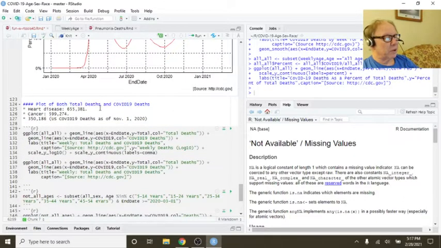Plot of both total deaths and COVID-19 deaths, and heart disease. So, unfortunately, if the death numbers are correct, COVID-19, well, that's one day to go. Boy, it's really close to cancer deaths. Right? Okay, so what's this here now?